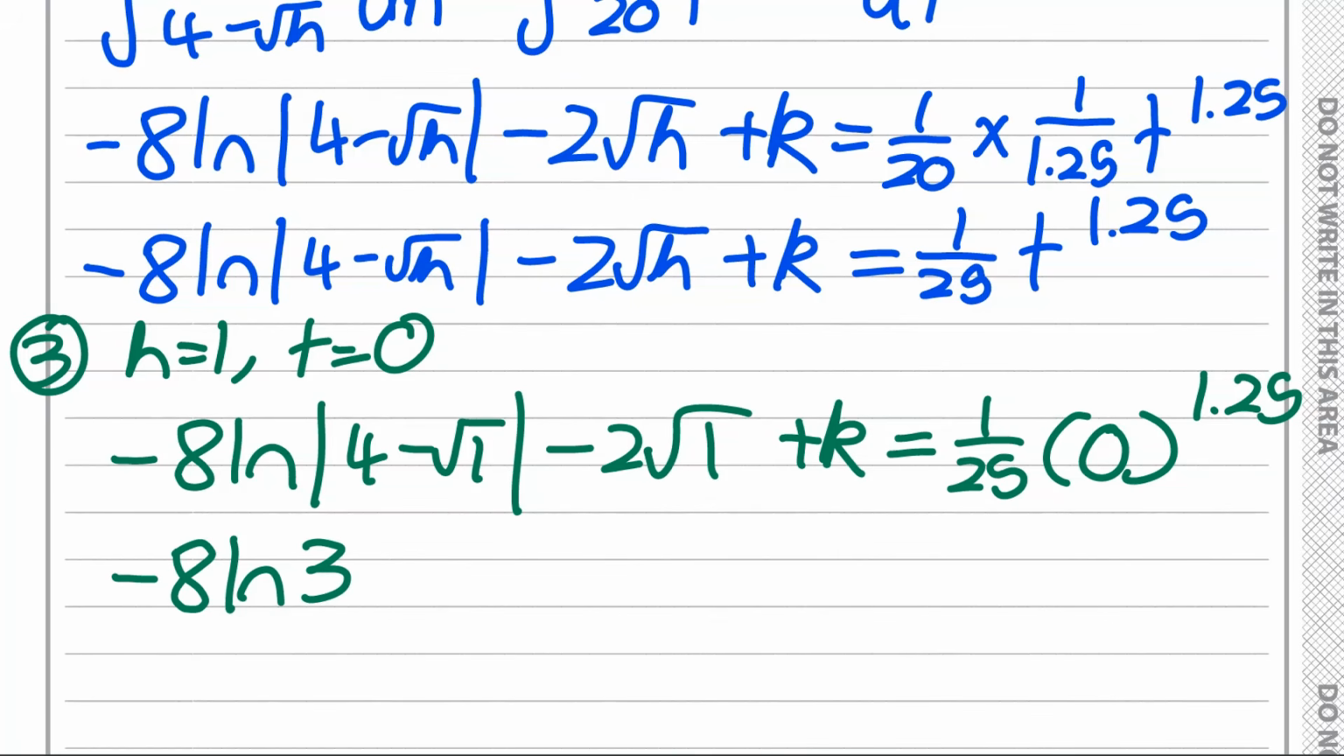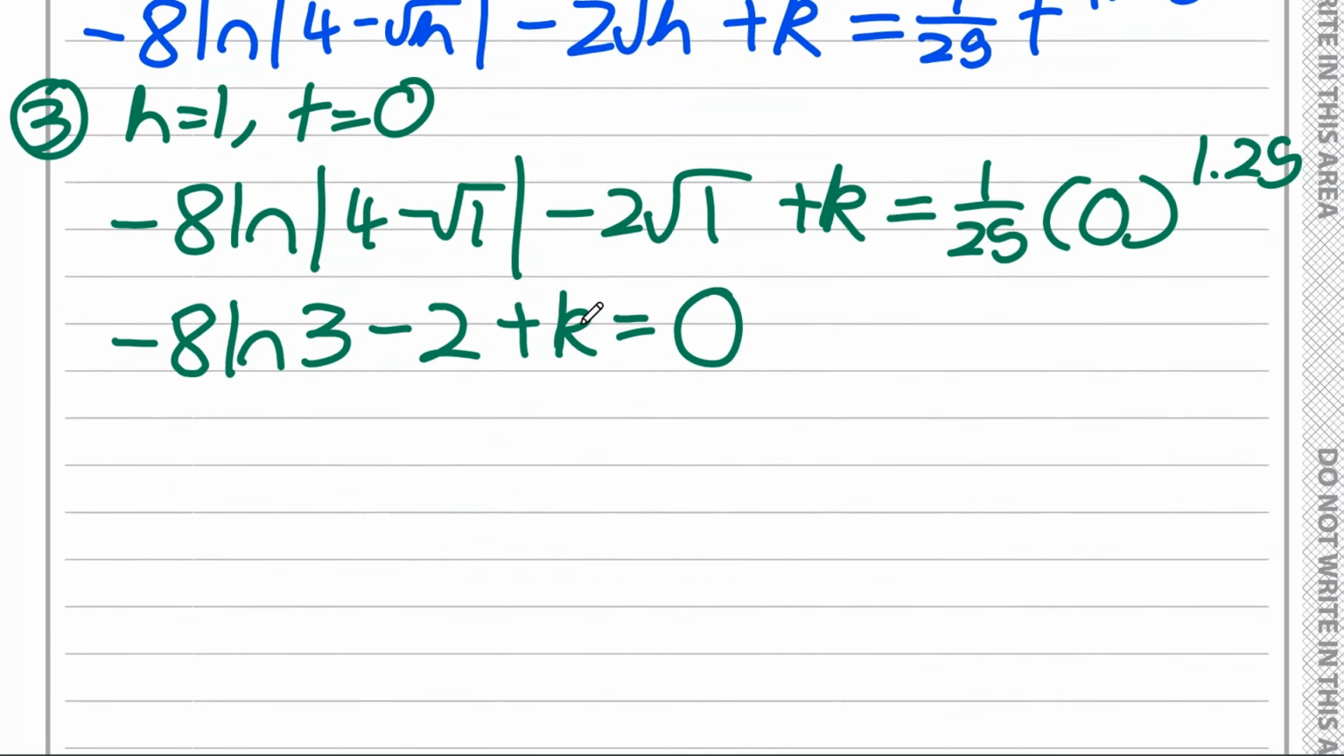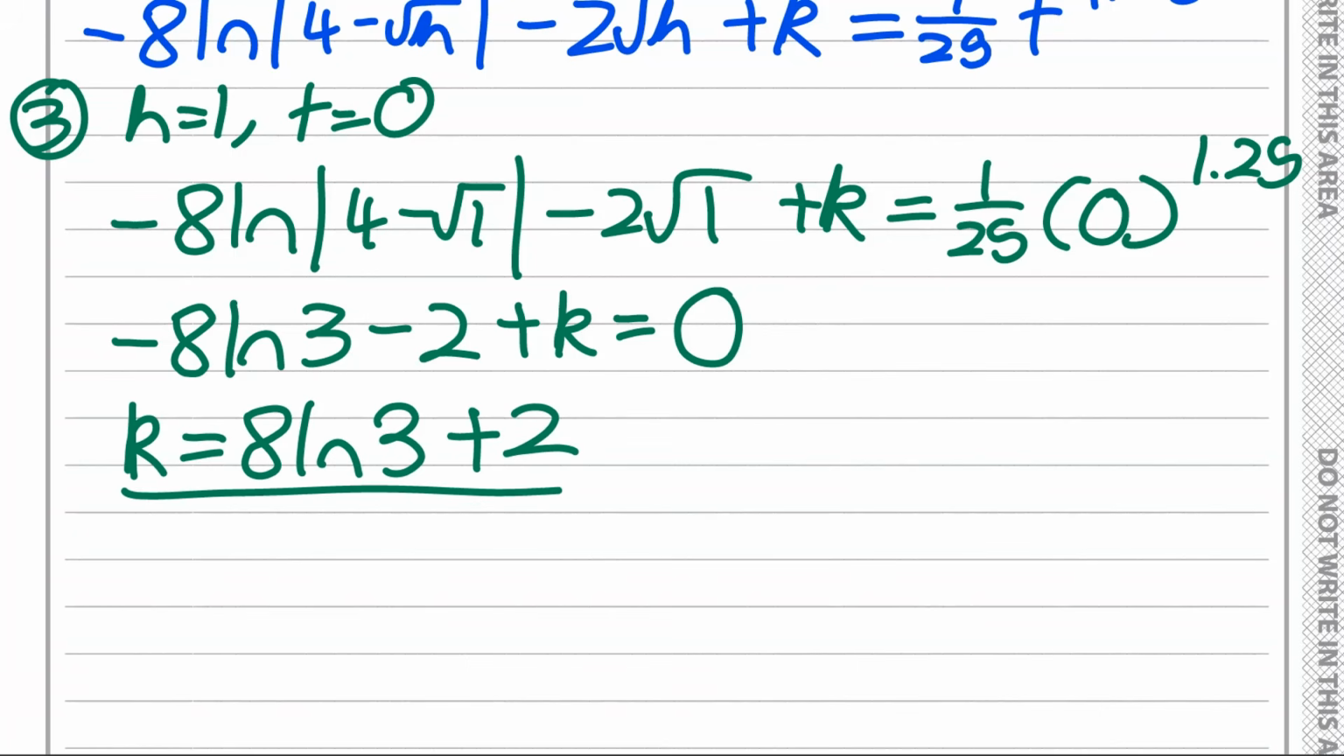We don't need to worry about the modulus sign anymore. And then this is minus 2 root 1, so this is minus 2, plus k, and this is equal to 0 to the power of 1.25, which is going to be 0, and if you multiply something by 0, it's going to be equal to 0. So we need to find k. If we move this minus 8 natural log of 3 minus 2 onto the other side, we get that k is equal to 8 natural log of 3 plus 2, and this is the value of k.